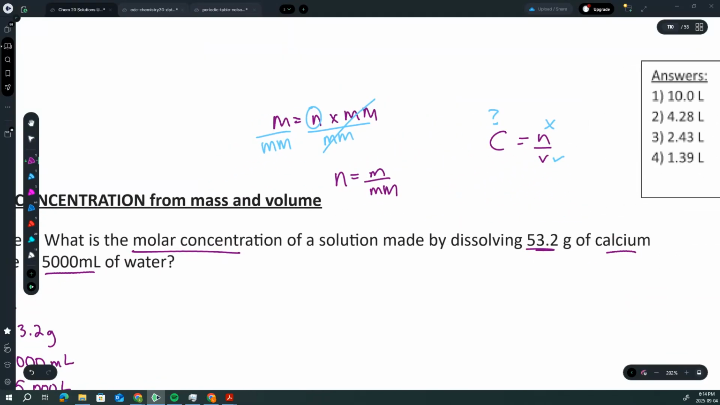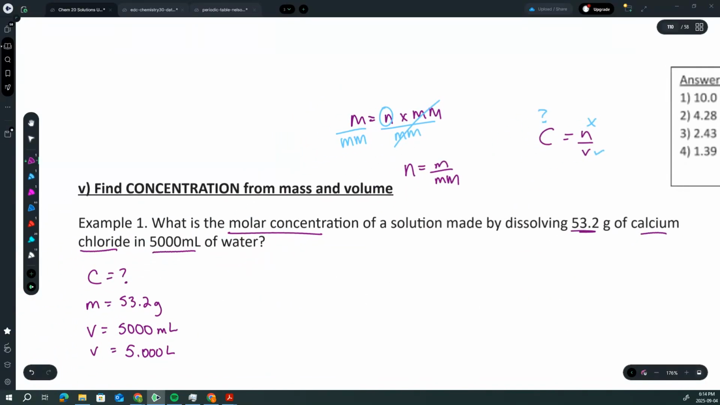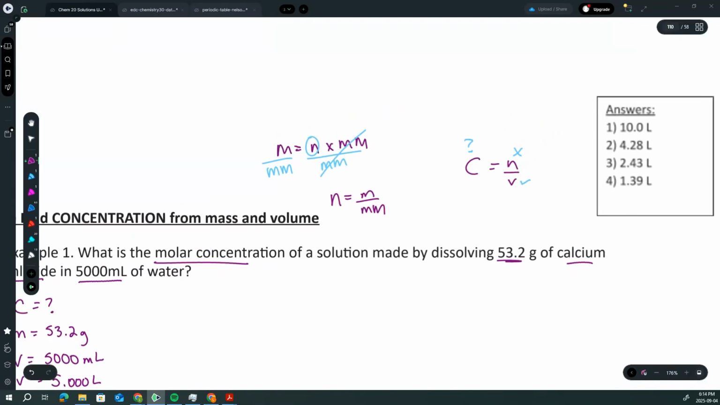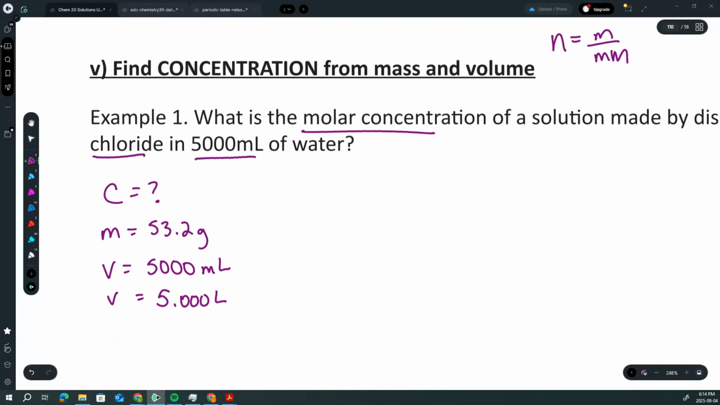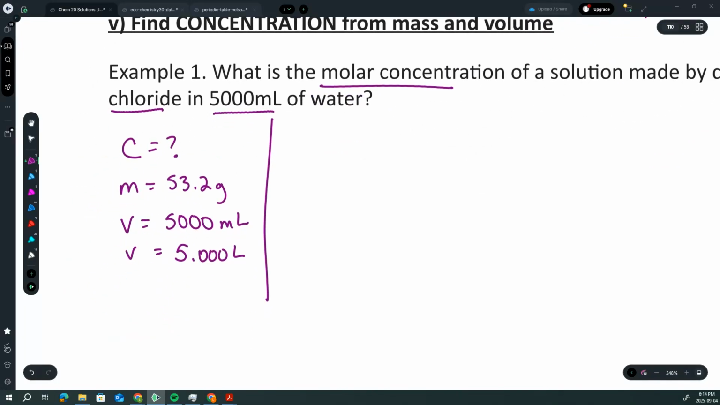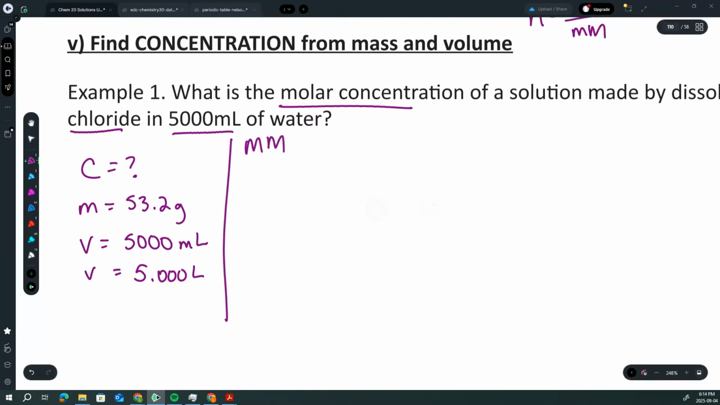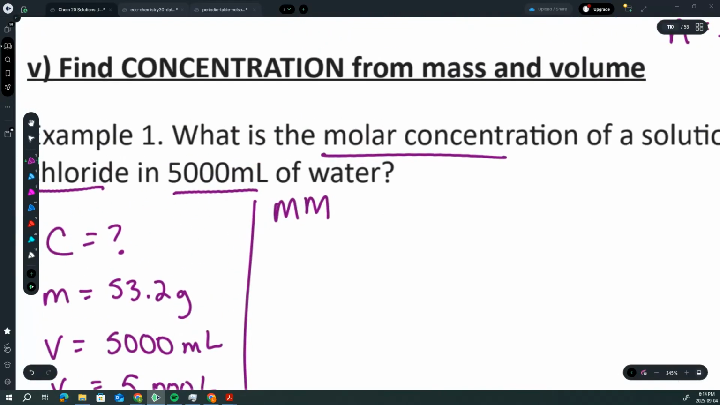So remember, you're secretly given the molar mass whenever you're given the identity of the substance. So since our substance is calcium chloride, that's how we know molar mass. Okay. For these types of questions, you're always looking for the molar mass of the solute, not the solvent. All right. So we're figuring out molar mass of calcium chloride.